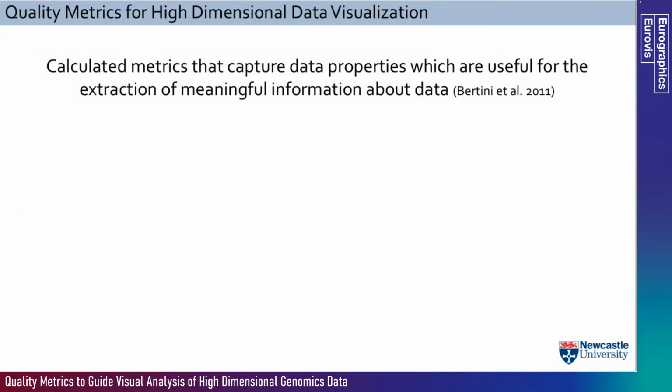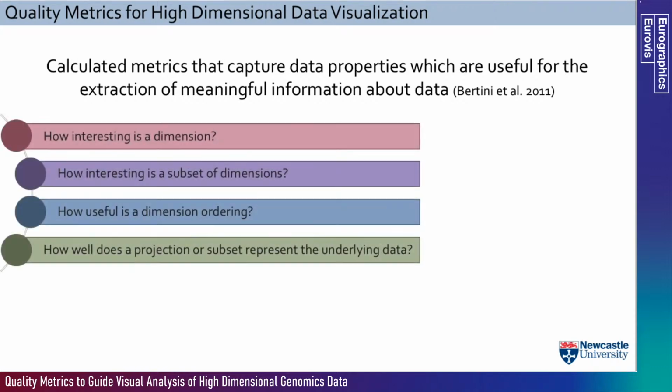So, looking at the use of quality metrics in high-dimensional data, quality metrics can be defined as calculated metrics that capture data properties that are useful or interesting for the extraction of meaningful information about data. And in the context of high-dimensional data, we want to use them mainly to select subsets of dimensions or of biological entities that are particularly interesting for further analysis.